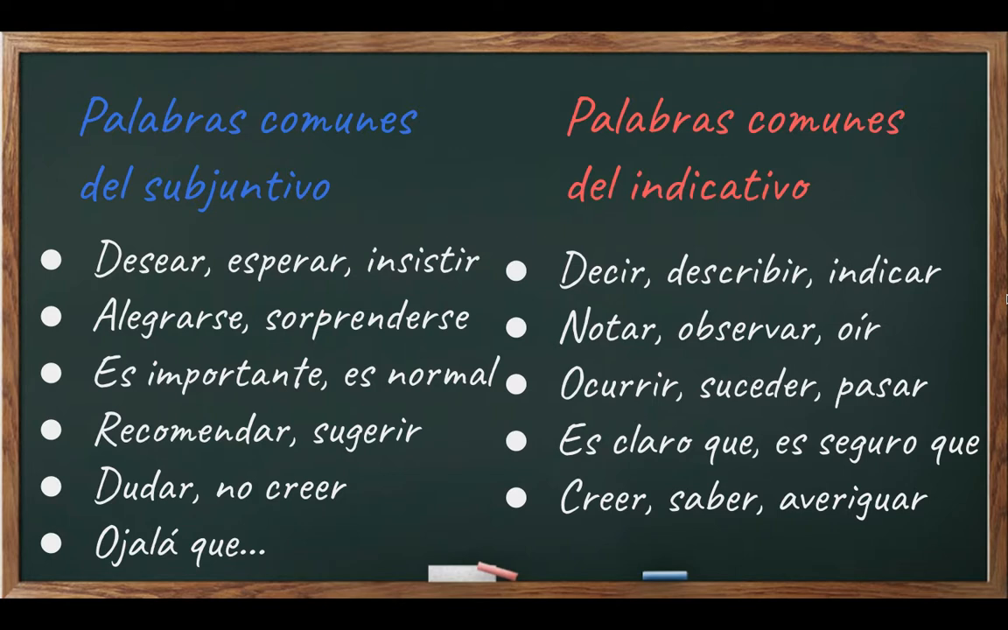Common words for the indicative, though, are a little bit different. We have decir, describir, indicar, observar, oír. So things like decir, I'm saying, you're describing, you observed, you heard, something occurred, something happened. Es claro que, es seguro que. So these are things that are talking a little bit more about facts, observations, events, things that happened. So these are some clues to kind of indicate the indicative.